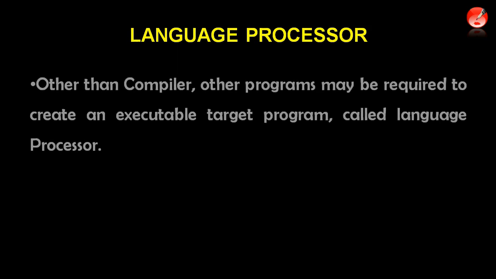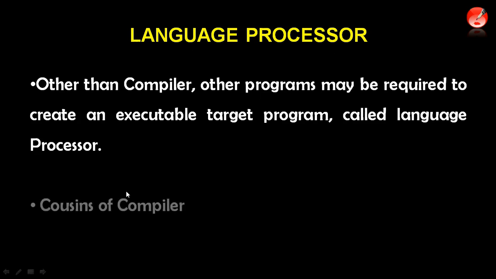Next we should know the term called language processor. Except compiler, other programs are also needed to run the high-level language program on the processor. Such programs are called language processors. It is otherwise called cousins of compiler. So these kinds of softwares work along with compiler to execute a complete program.